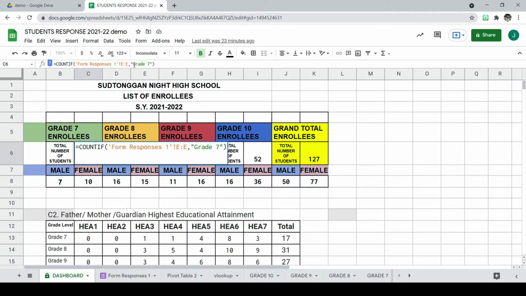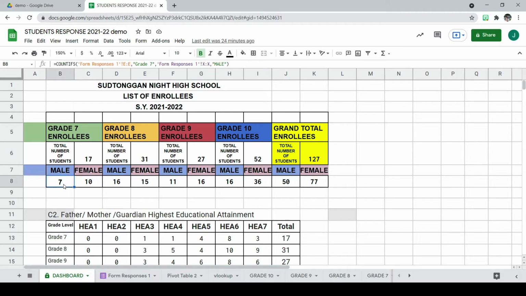So you have to make sure that the grade 7 is equivalent basig walay space dito sa inyong response. So dapat i-edit na siya ninyo. Dayon open and close quotation. And then you have to enter. So the same thing that you're going to do with the other one. So change it into grade 8. So wala na ko siya gi dollar sign, sige na lang. Okay kana. And then okay, so let's go to male and female.